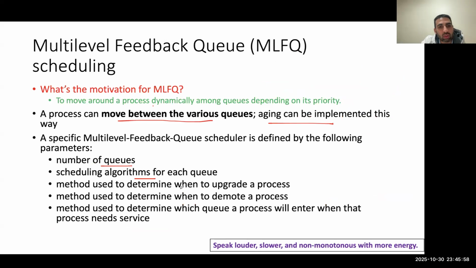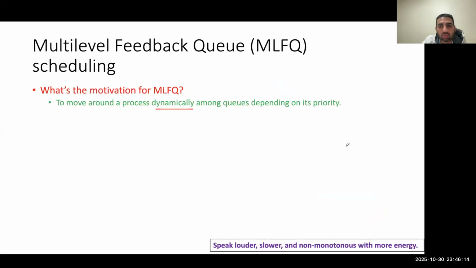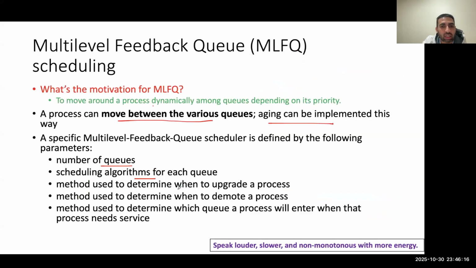Method used to determine when to upgrade a process. For example, here we were using: if a process is not able to complete its execution in 8 time units, then move it to Q1. So that was the method. Similarly, if you change that method or criteria, it means you are developing a new algorithm.